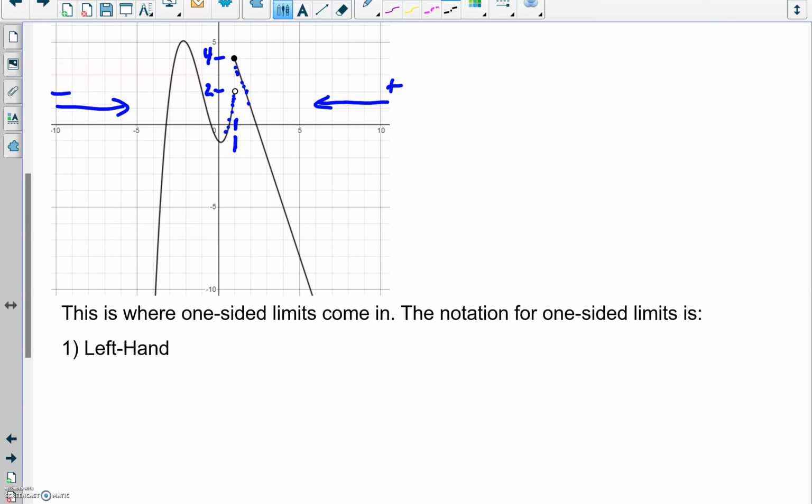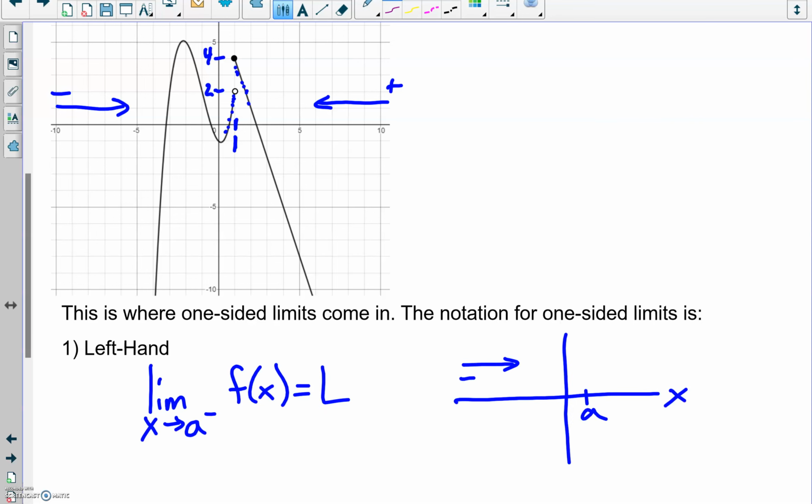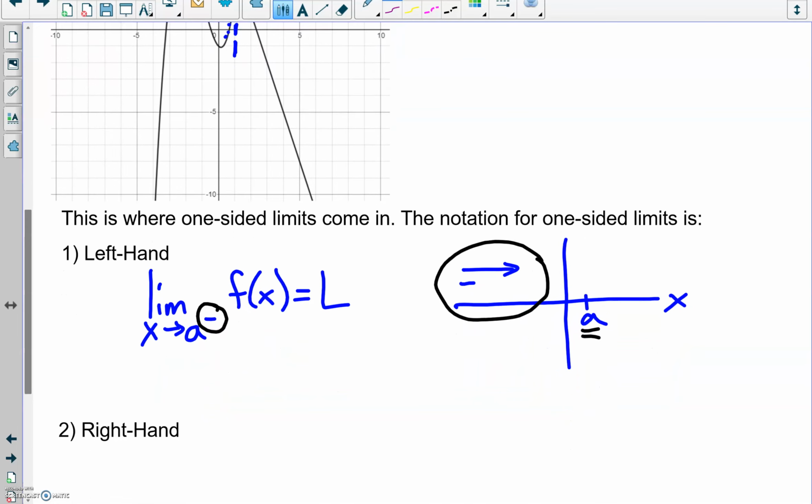So the notation for the one-sided limits is going to be as follows. We'll look at the left hand first. And notice that it is very similar to the two-sided limit. The only difference in the notation is right here in the superscript. Above that A, in the x approaches A part of the notation, you put a negative sign in the superscript, and that tells you that you're coming in from the negative side of the x-axis, from the left side of the x-axis, and then going over until you get close to that A value. So for the left hand, you use a negative in the superscript of that notation.